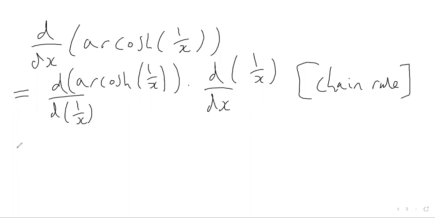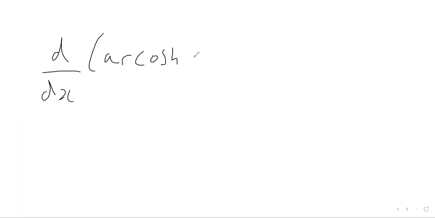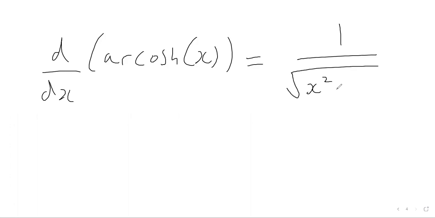Okay, yeah, so now we can differentiate these two results here. If we think about differentiating the arcosh function, we did this in a previous video. The derivative of arcosh of just x. When we differentiated this function, we got this result: 1 over the square root of x squared minus 1. So yeah, that was the result that we got.